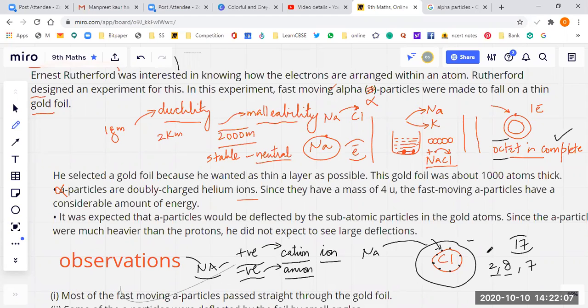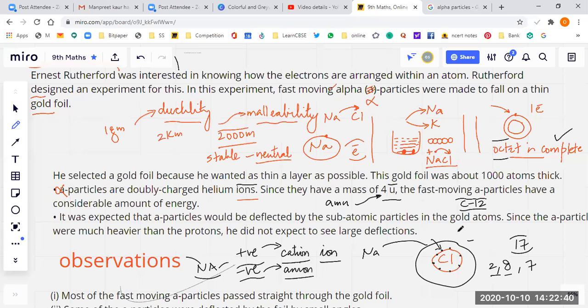So alpha particles are doubly charged helium ions, since they have a mass of 4 U. Now, what is this U? Students, this is the internationally accepted unit. Initially, it used to be AMU, atomic mass unit. Now we take the smallest atomic mass as U. We will explain later how C12 is involved in the measurement of U, in the later lectures.